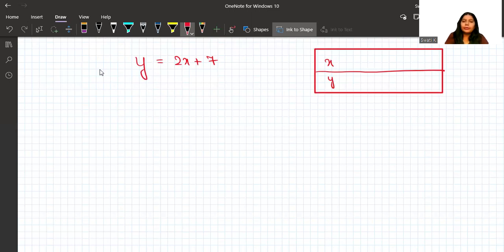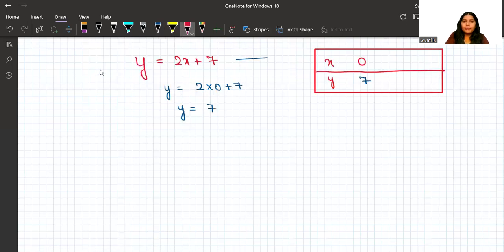So if I put x is equal to 0 in this equation, what will this become? This will become y equals 2 times 0 plus 7. What is this? 2 times 0 is 0, and 0 plus 7 is 7. So we have got the value of y to be 7.